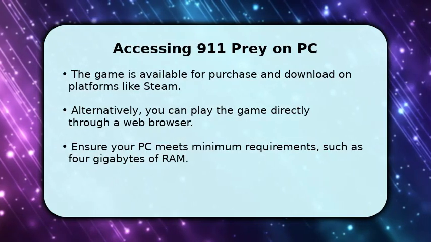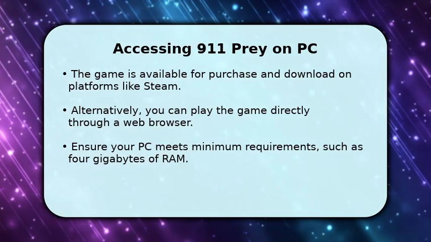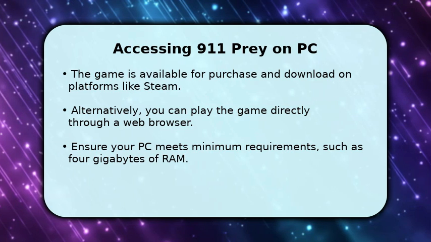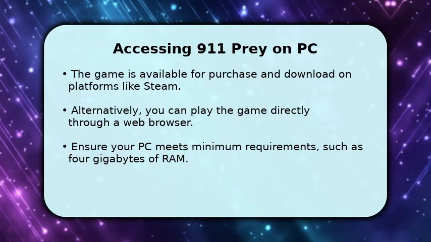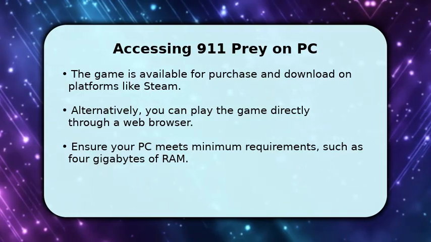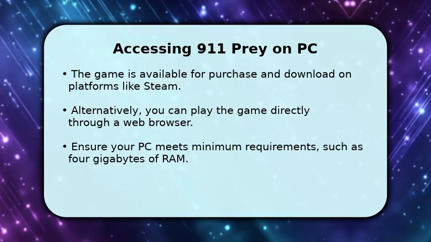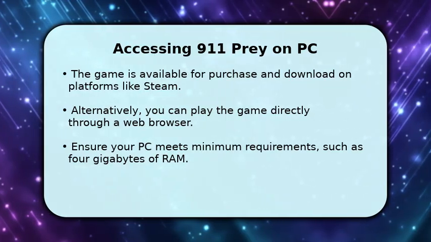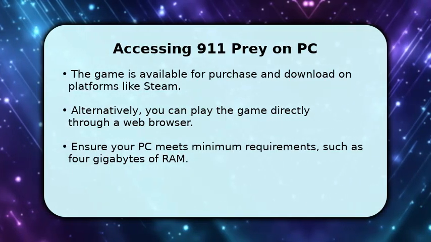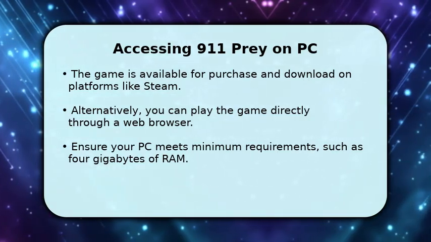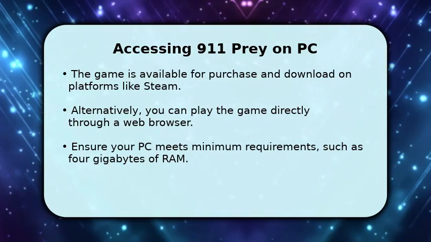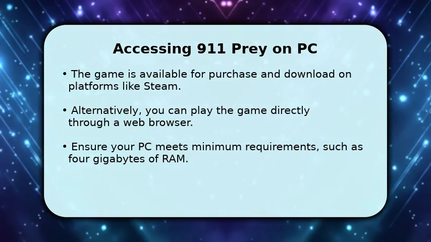To begin your escape, you can acquire 911 Prey on PC through digital storefronts like Steam, where it is available for a small fee, typically around $4. Another convenient option is to play it directly in your web browser. Before starting, ensure your computer has at least 4 GB of RAM and an Intel Core i3 processor for smooth gameplay. Installation is usually straightforward through your chosen platform.